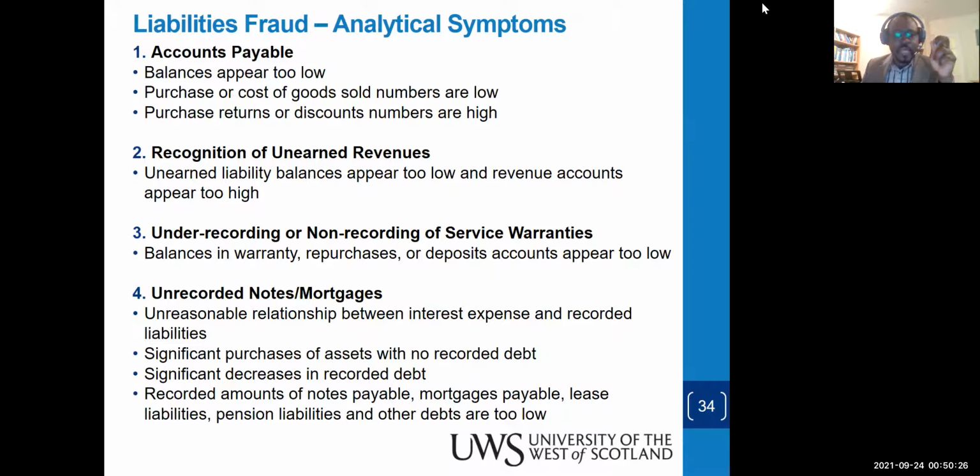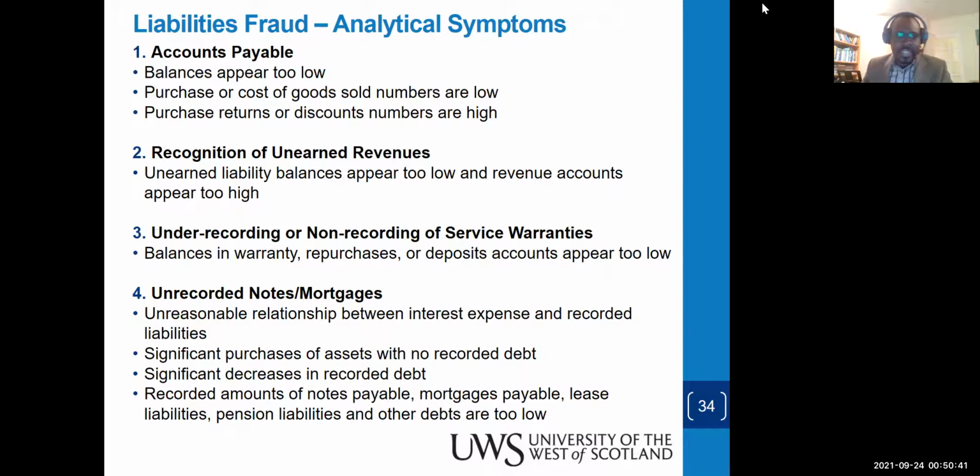When we are looking at mortgages, okay, or unrecorded term loans, okay, when you see an unreasonable relationship between interest expense and the recorded liabilities, they are not really matching, they are not jiving.